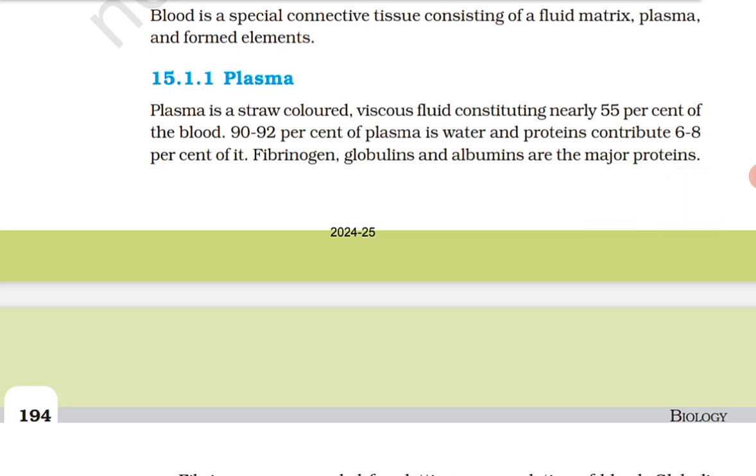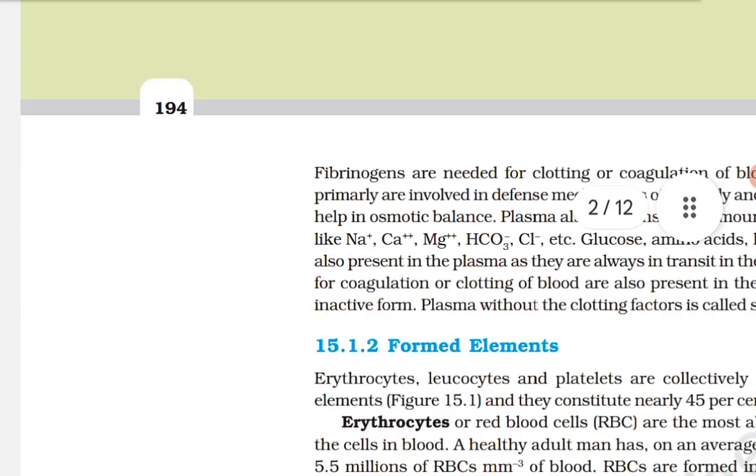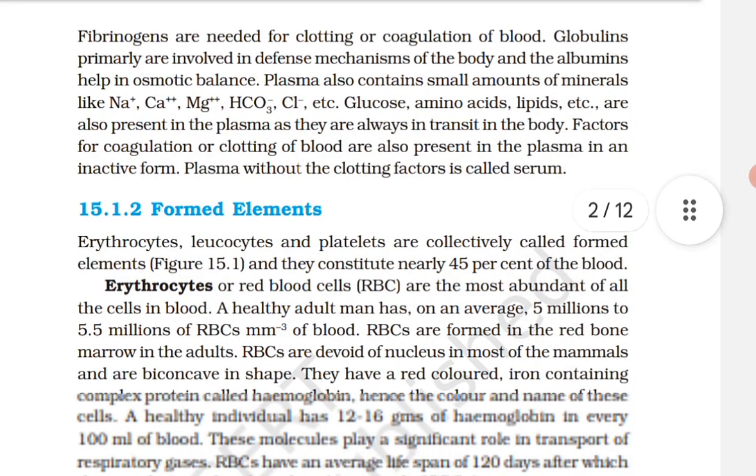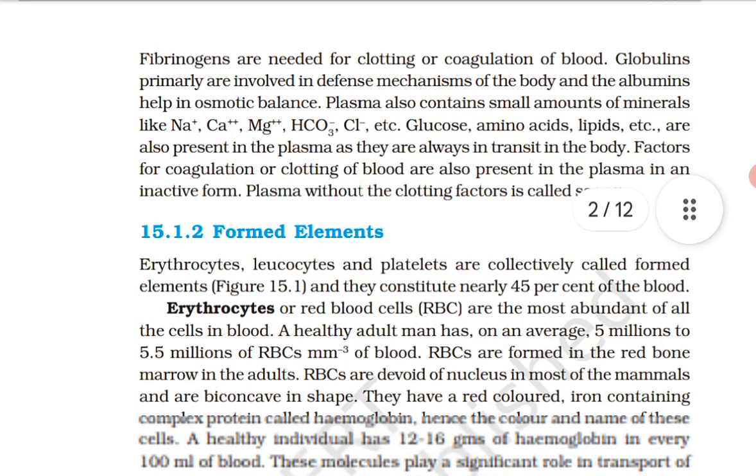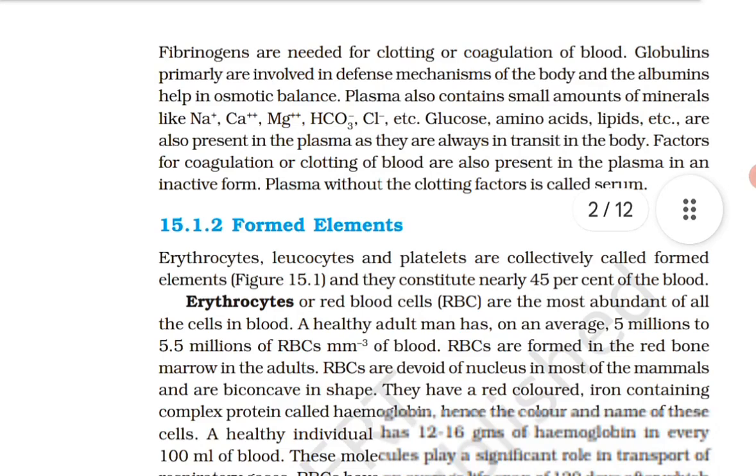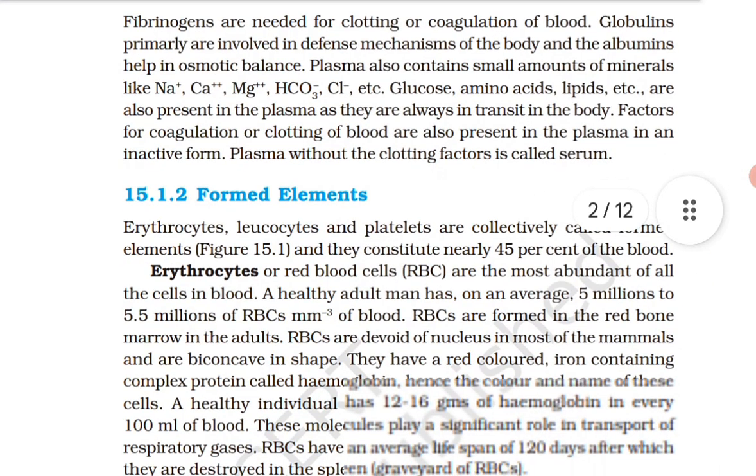Fibrinogen, globulins and albumins are the major proteins. Fibrinogen is needed for clotting or coagulation of blood. Globulins primarily are involved in the defense mechanism of the body, and albumins help in osmotic balance. We can remember globulin as GD, globulin defense mechanism, okay. And albumin helps in osmotic balance, AO.